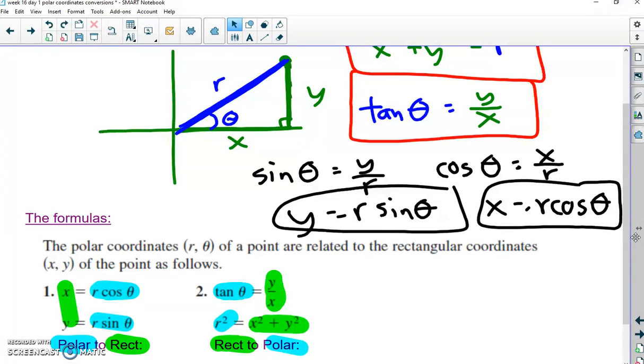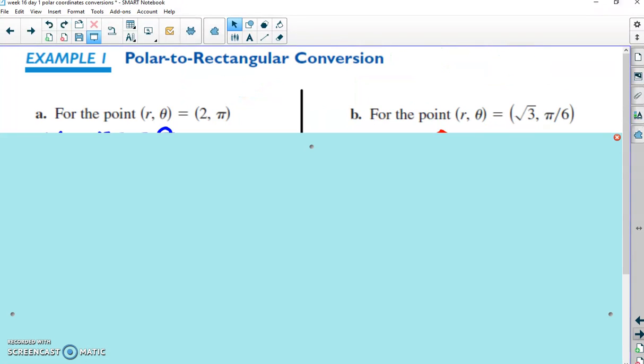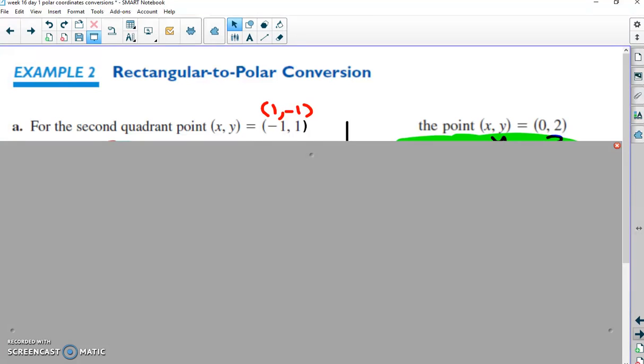Half of this homework is about converting from rectangular to polar and polar to rectangular coordinates, which is literally using 1 and 2 and just rewriting. So here is polar, go to rectangular. There's your answer. You'll see it in the notes. Here, same thing. Rectangular to polar.